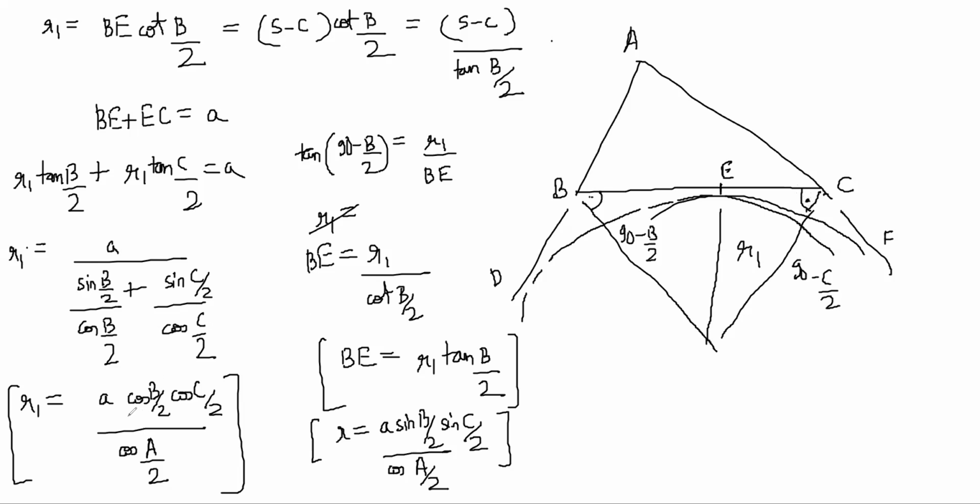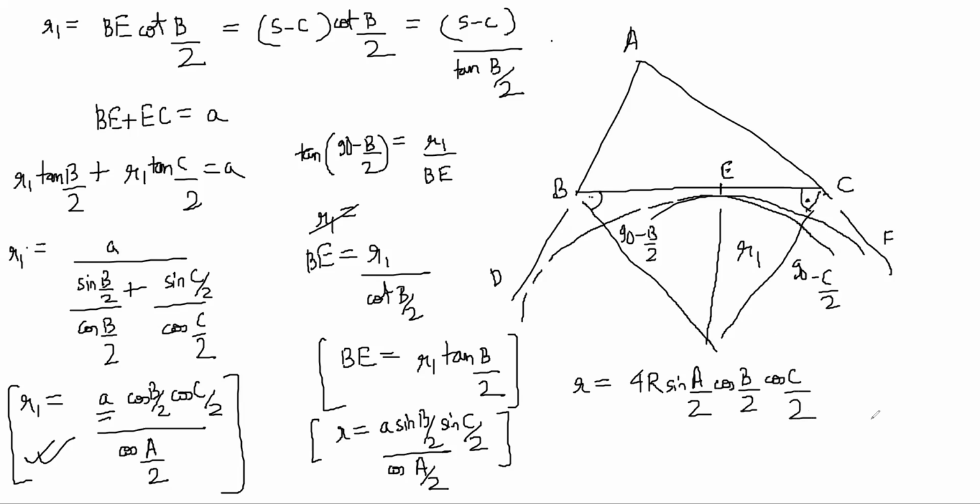So you got this relation, this is correct. Now from here you can also get small a, which can be written as 2 capital R sin A. So that will become 4 capital R sin(A/2) cos(A/2). So cos(A/2) gets cancelled and you get 4 capital R sin(A/2) cos(B/2) cos(C/2), right?